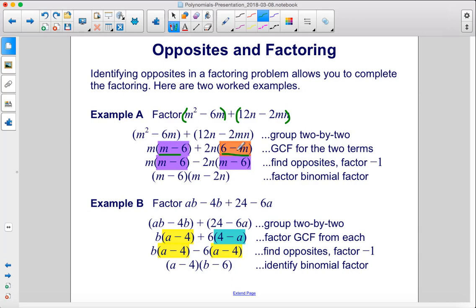So in order to change it around a bit so that it'll work, we just change this sign. We take out a negative sign from here, and that swaps the signs of these pieces, and all of a sudden we are left with an m minus 6 and an m minus 6. We can factor that out, put it out front, and we're left with m minus 2n.